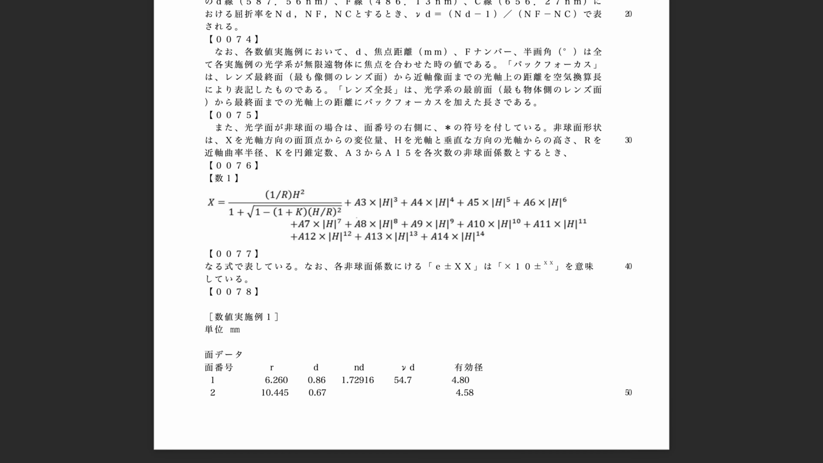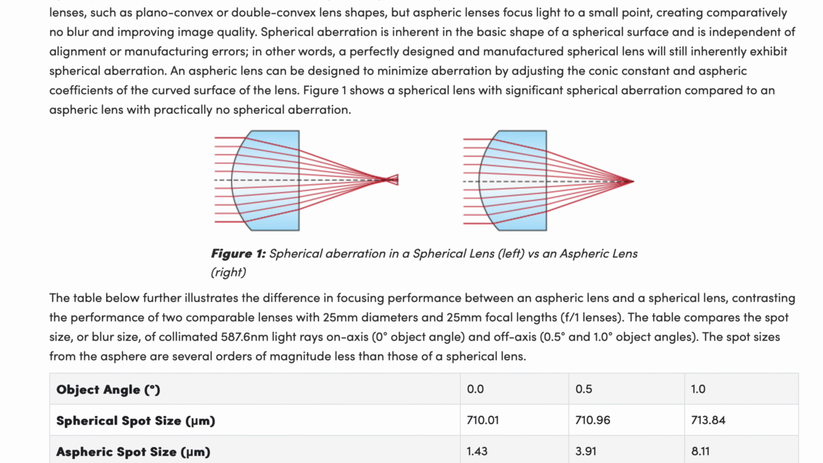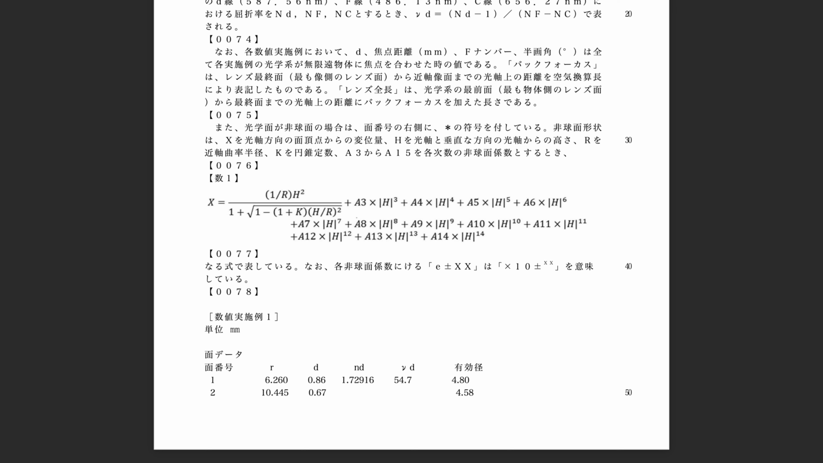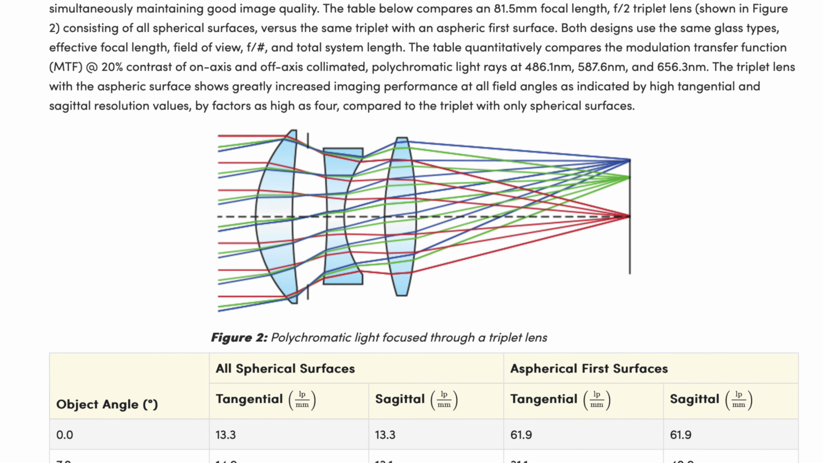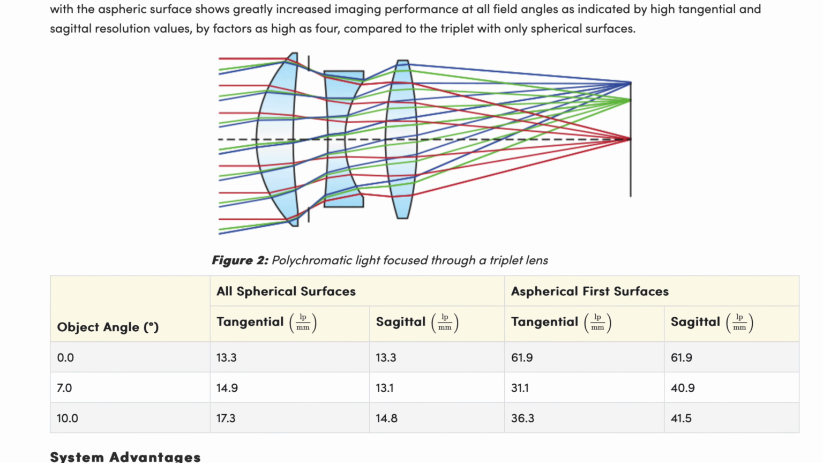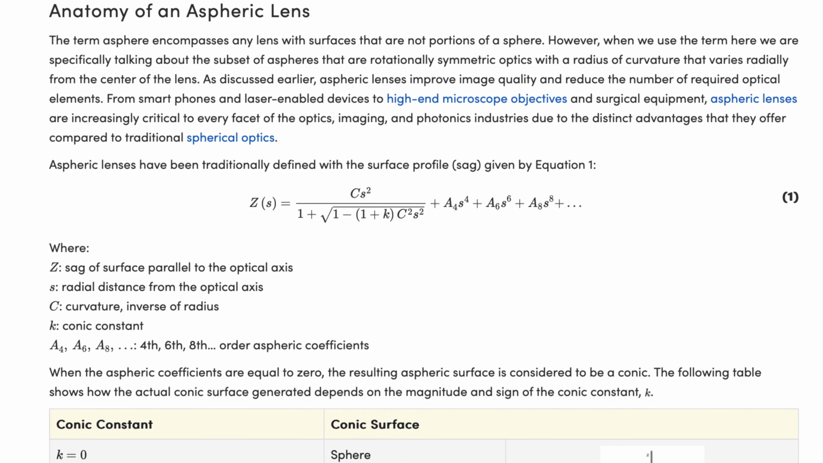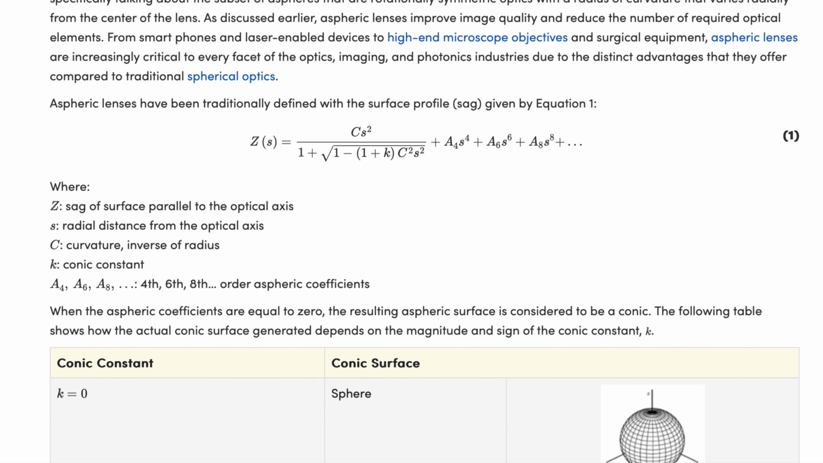X is the amount of deviation from the surface vertex of the optical axis direction. H is the height of the optical axis in the direction perpendicular to the optical axis. R is a paraxial curvature radius, K the conic constant, and A3 to A15 are the aspheric coefficients.